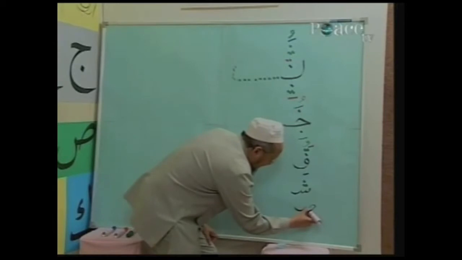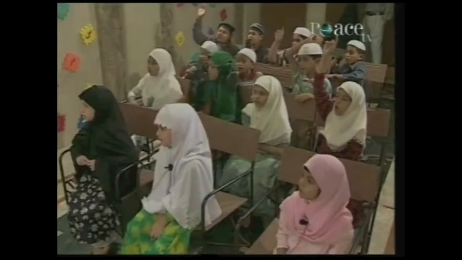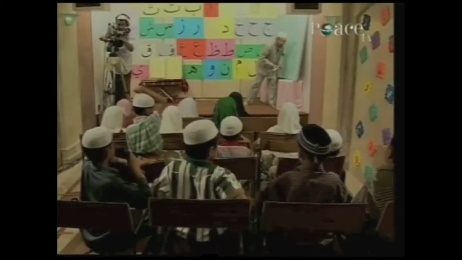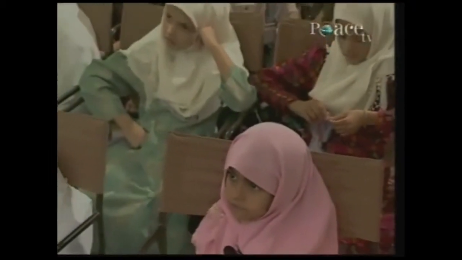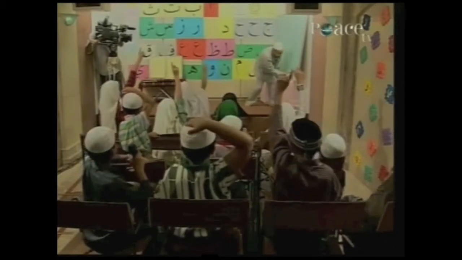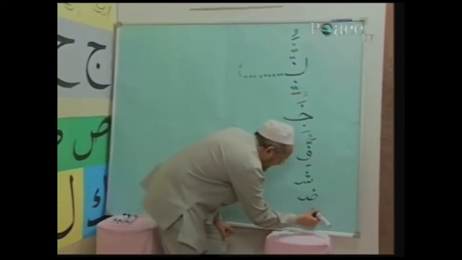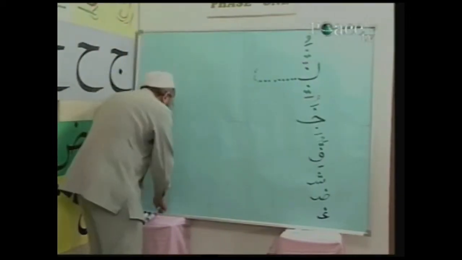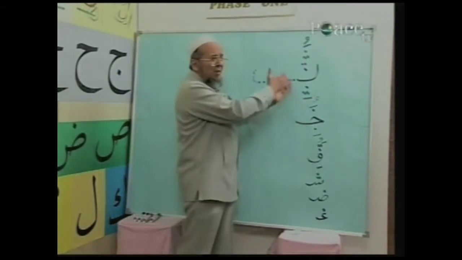Good. Now, without dot, what is it? Sa. And if I place a dot, ba. Now, careful, please. Without dot, what is it? If I put a dot on top, then what is it? Ga. Fine.